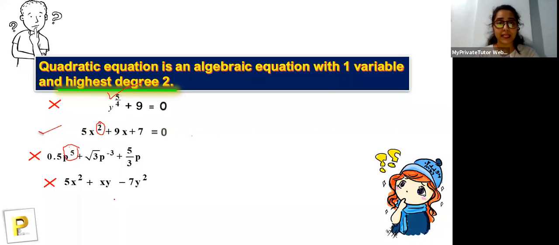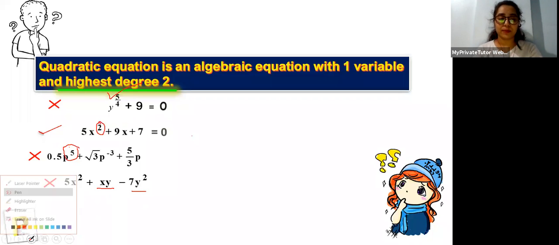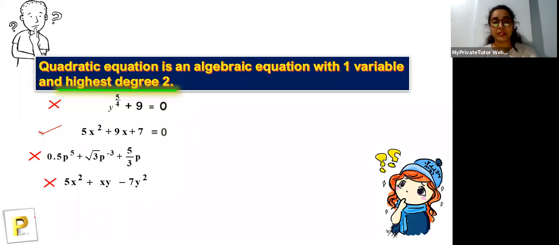And the second thing, you can see that it doesn't have a single variable, right? So because of that also it is not a quadratic equation. You have two variables, you have x and you also have y. So this is not considered to be an algebraic equation. Okay, let's check for another thing.